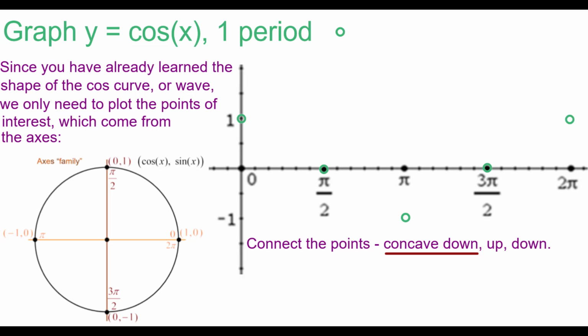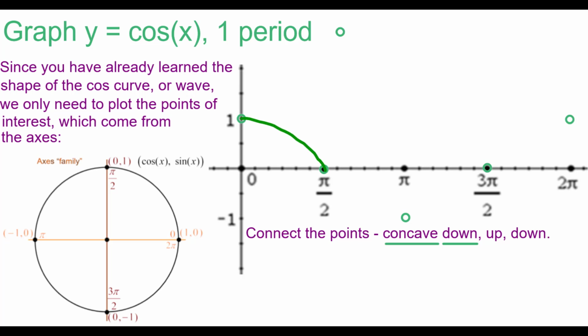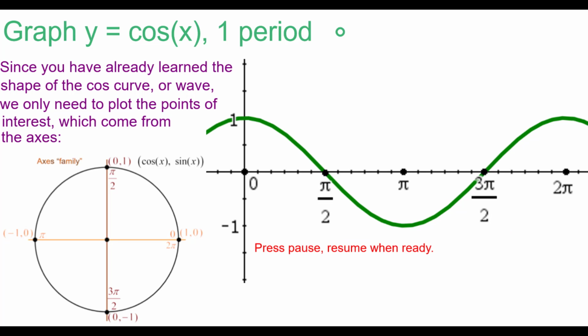So we're going to connect the points. First we're going to go concave down, which is half of a frown. Then concave up, a whole smile. And then concave down, a half of a frown again. Pause as needed.